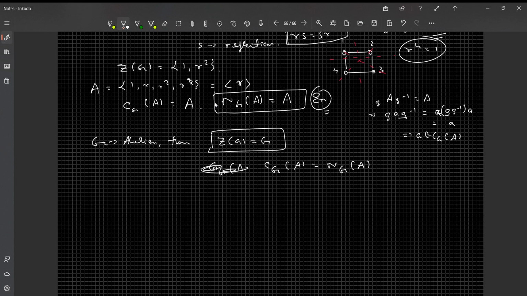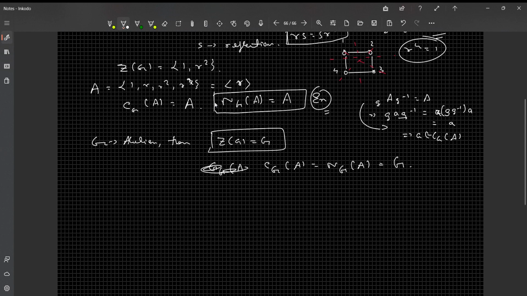But we had previously proved that the centralizer is contained in the normalizer. This set of statements gives that the normalizer is contained in the centralizer. So therefore they are the same. And they must be the same as G as well, right? Because every element commutes in G because G is abelian.